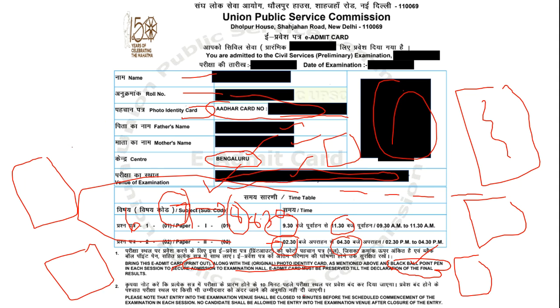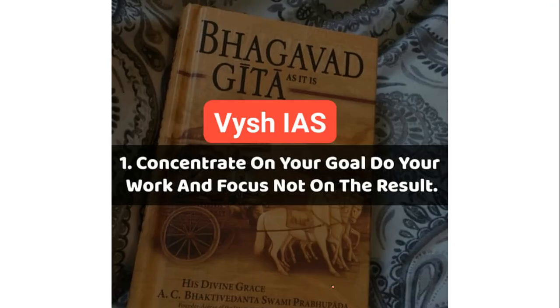Again, about entry: if you reach late, until 9:20 they will allow you to enter. In the afternoon also, until 2:20 they will allow you to enter. But that doesn't mean you should come at the last moment. Be present at your venue at least 1.5 hours before.